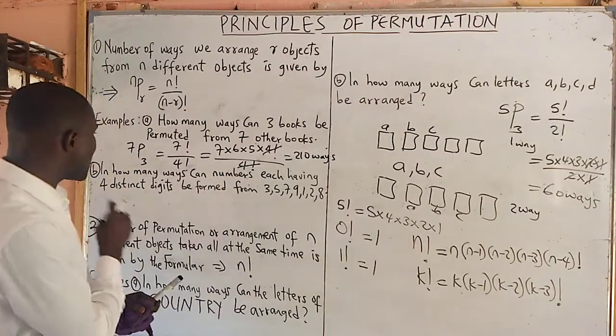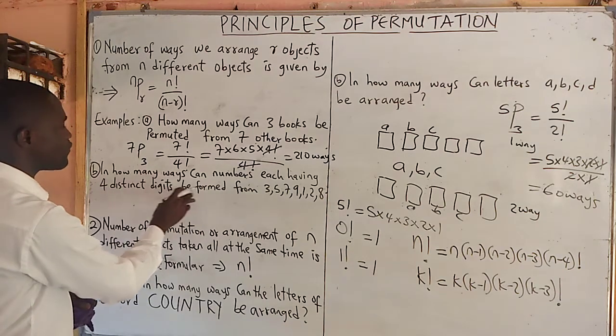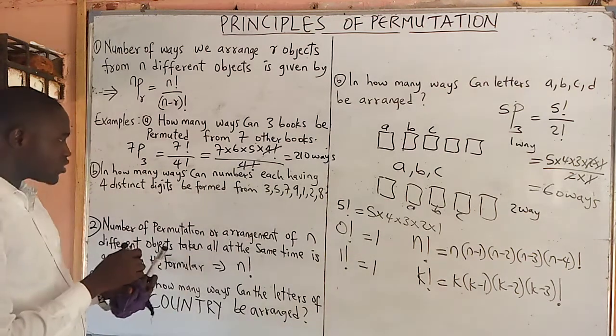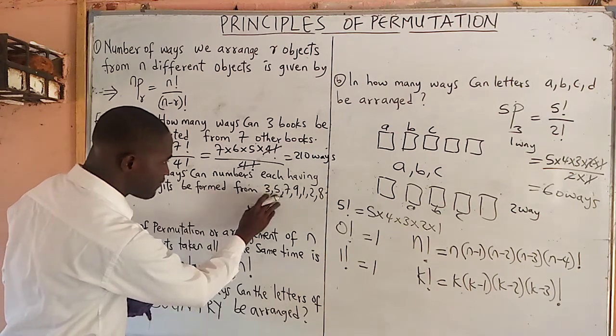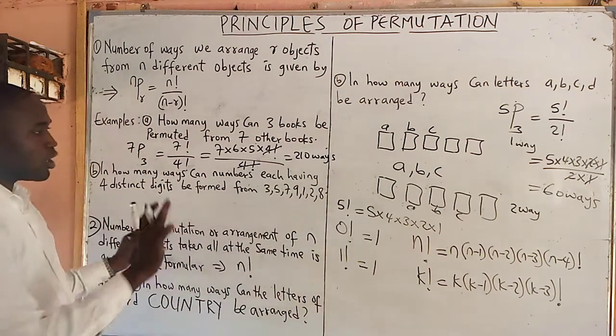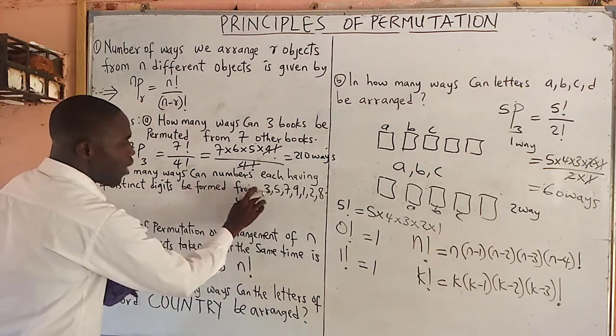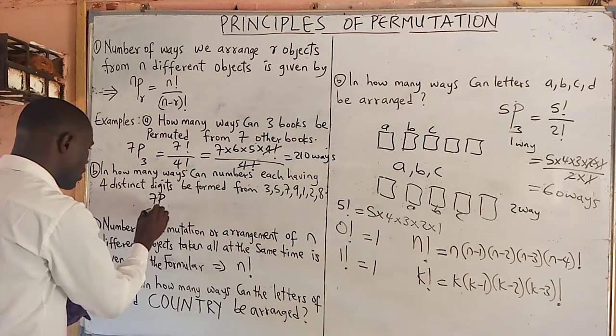Then we come again. In how many ways can numbers each having 4 distinct digits be formed from this? You ask of them, do we have any repetition? 3, 5, 7, 9, 1, 2, 8. Yes, no repetition. How many are there? 1, 2, 3, 4, 5, 6, 7. We say 7 permutation 4.